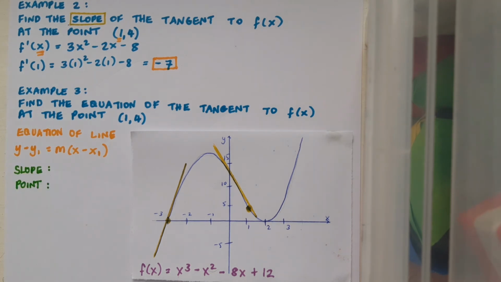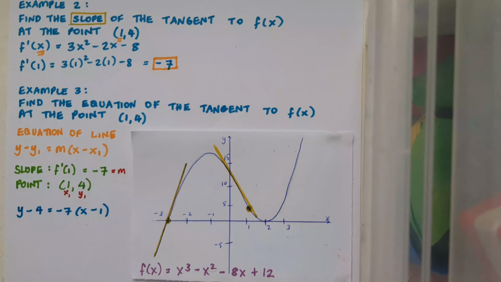Well, the slope is the slope at the point 1, 4. And if we look back to example 2, we've already actually calculated that. We already know that our slope is minus 7 at this location. And we're being told a point also, the point 1, 4. And now all I have to do is substitute that information into the formula for the equation of the line. And I can obviously simplify as well.